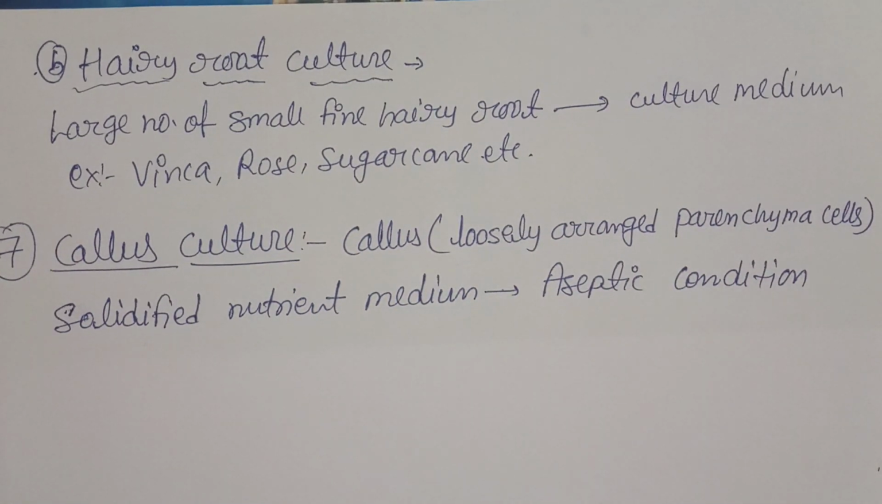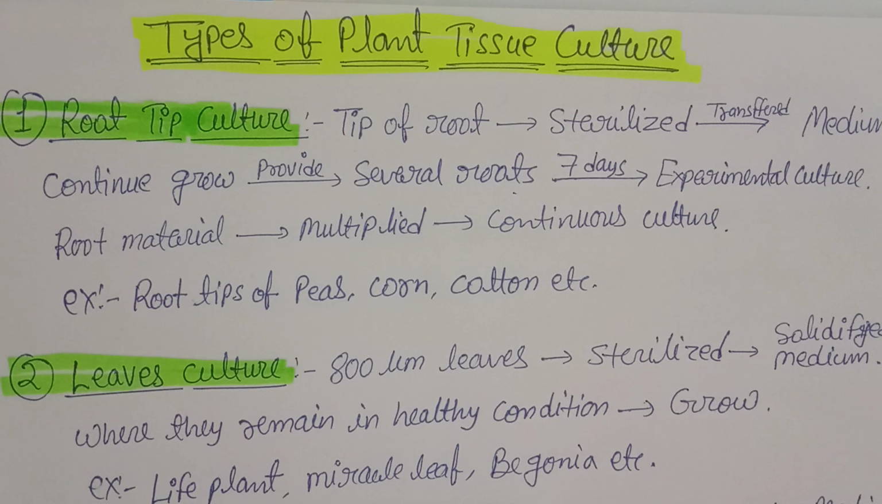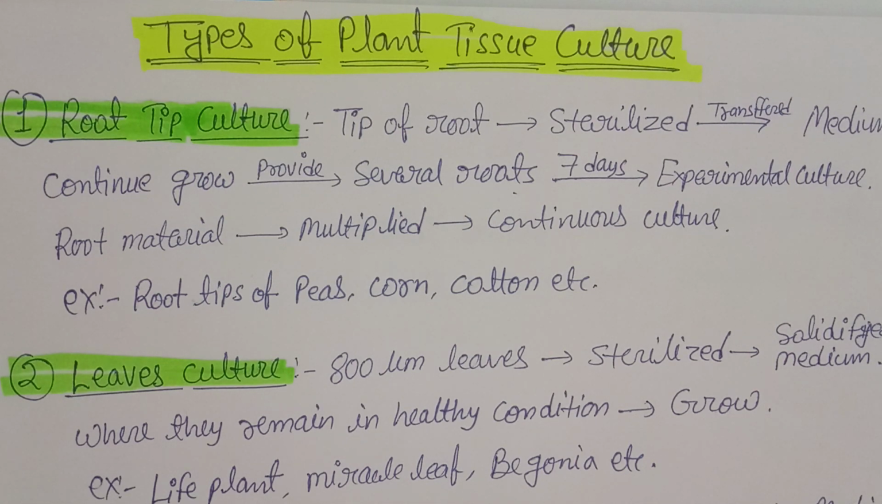So these are the different types of plant tissue culture, which are very important, and they will be asked as 5 marks or 10 marks questions, right? So at least you should know the names: root, leaf, shoot, flower, anther, pollen, ovule, embryo, protoplast and hairy roots.